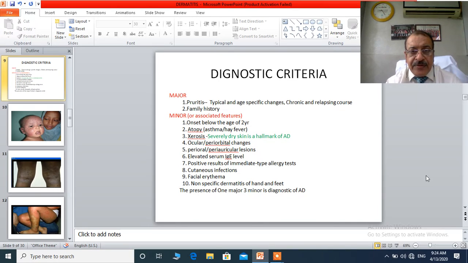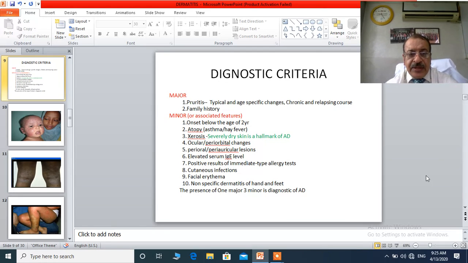The diagnostic criteria of atopic dermatitis include major criteria and minor or associated features. If one major and 3 or more minor features are present, then the patient can be labeled as having atopic dermatitis. The major criteria are pruritus and typical, age-specific changes.